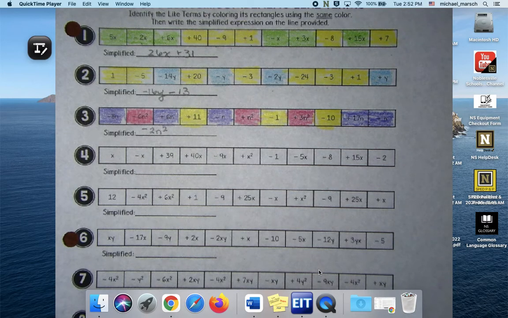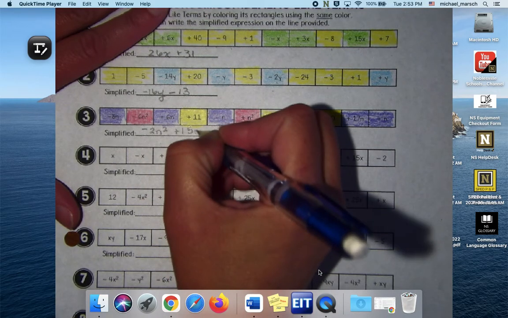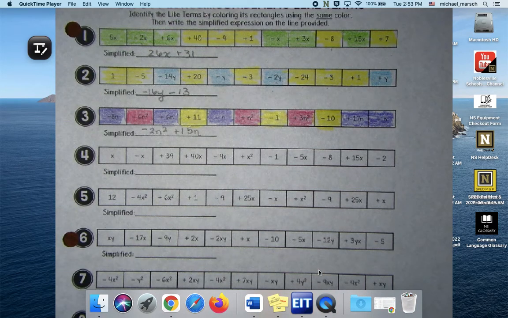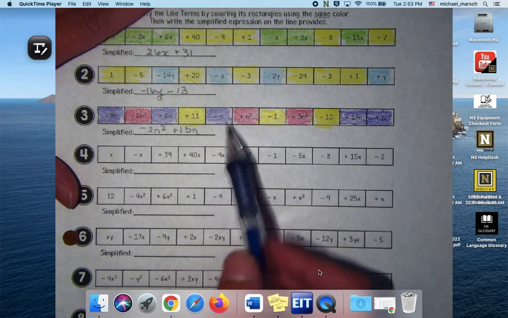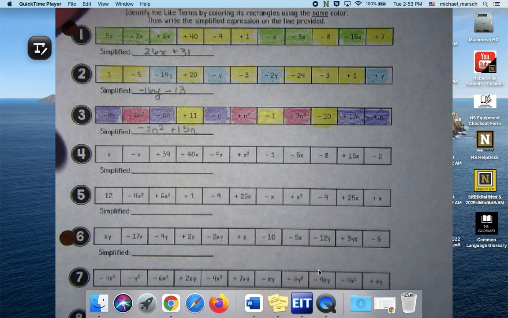Who said 15? 15n, nice. Plus 15n. Roman? Good job, Romy. And then what about our constant values? I think Roman should put 3. There's going to be 0. So you can either put plus 0, or you can just leave it alone. Either one would be okay.